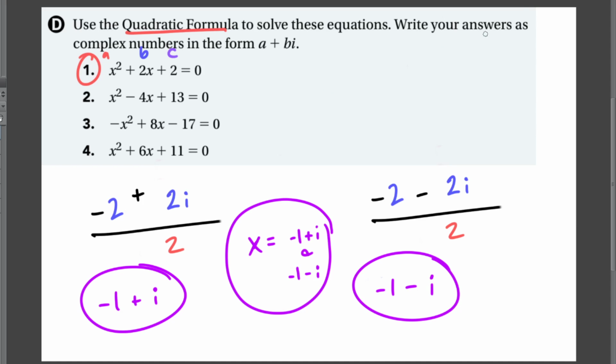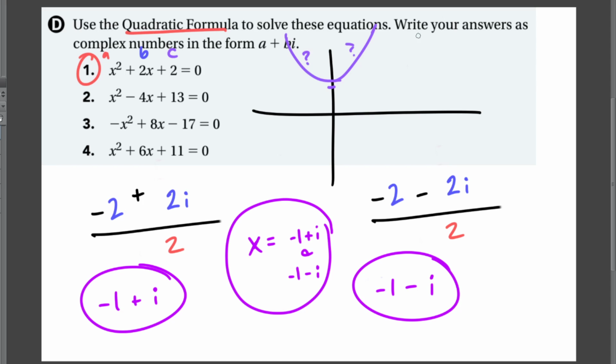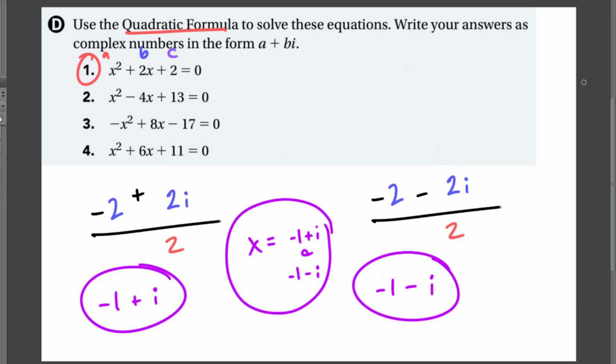Again, if we were to graph this out, this equation would have a y-intercept of 2, but it's not going to actually cross the x-axis at all. So these are 2 imaginary numbers. Who knows where they're actually crossing up here? Cool? And that's how you go through it.